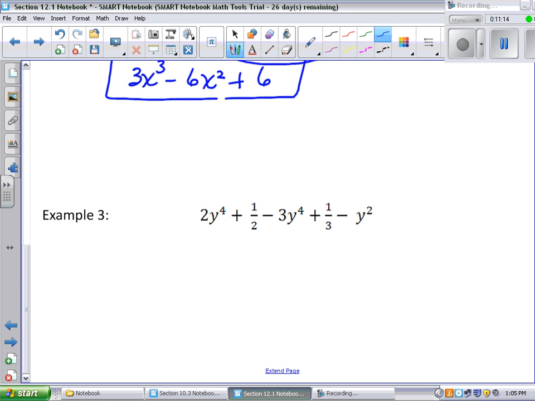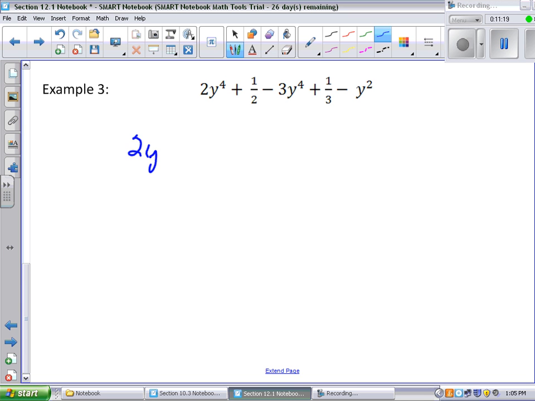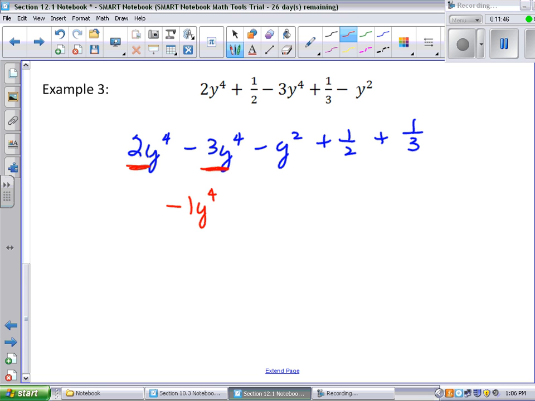I'd like to simplify this last one. 2y to the 4th minus 3y to the 4th minus y squared plus 1/2 plus 1/3. And I wrote the like terms side by side, just so that it would be a little easier for us to see. 2y to the 4th minus 3y to the 4th would be negative 1y to the 4th minus y squared. There's not any other squared term to add it to, but I have to add the 1/2 and the 1/3.